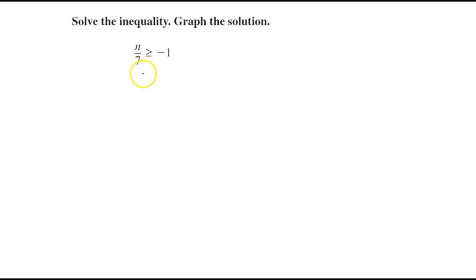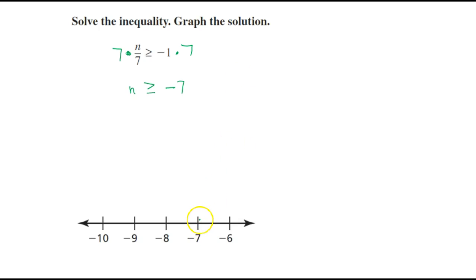All right, one more. N divided by 7 is greater than or equal to negative 1. Divided by 7, let's see, I guess I'm going to have to multiply by 7. All right, so that gives me N is greater than or equal to negative 1 times 7 is negative 7. And then I'm going to graph that guy. Here's negative 7. I want the numbers that are greater than negative 7. It can also be equal to negative 7, so I fill that circle in.